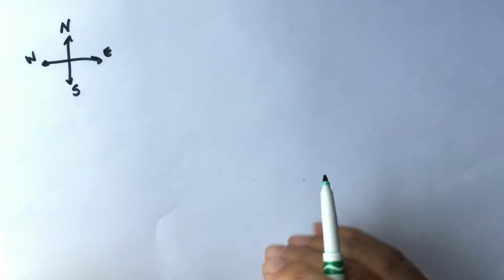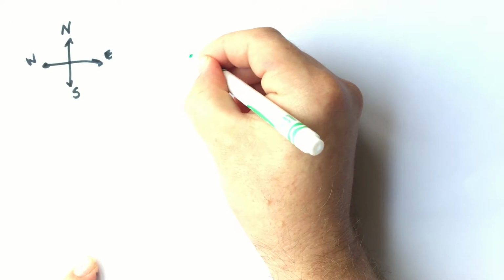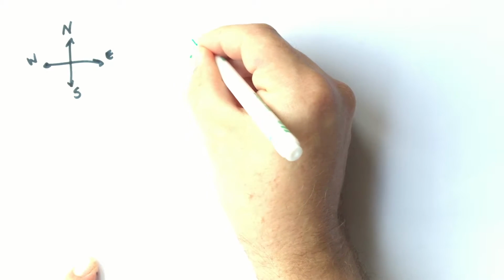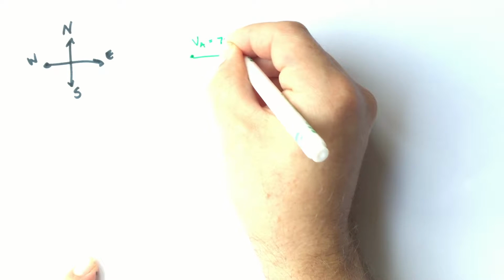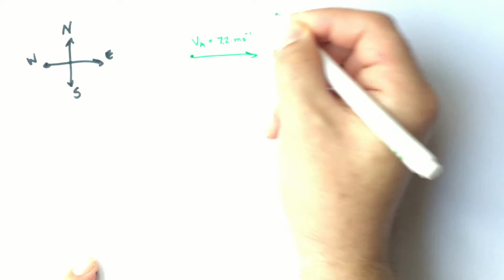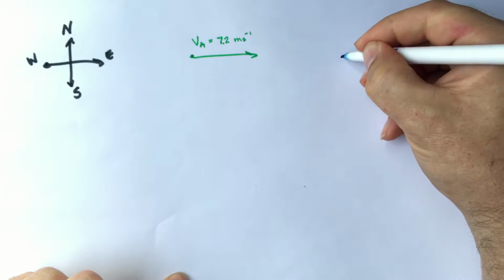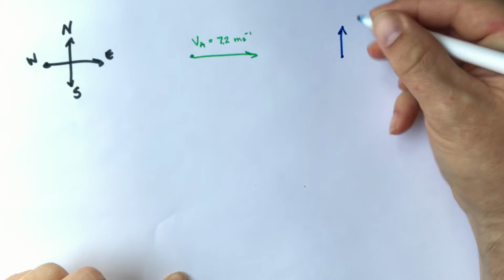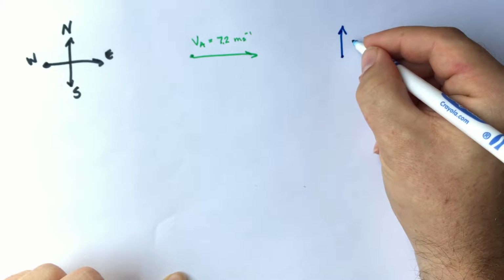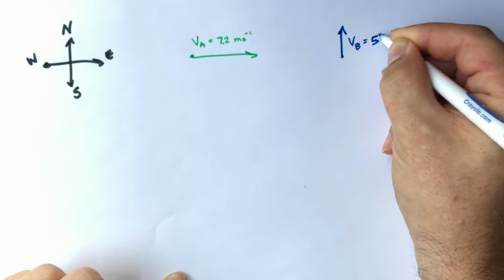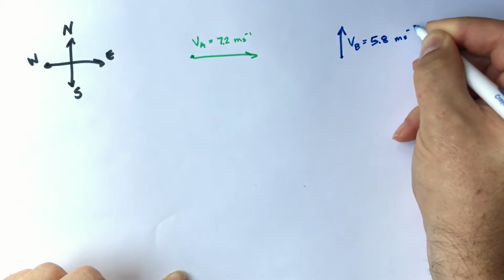So if boat A heads east at 7.2 meters per second, then I could draw boat A as going in this direction, 7.2. We'll call this the velocity of A. It's equal to 7.2 meters per second. Boat B heads north at 5.8 meters per second. So let's draw boat B. It's headed north, not as much magnitude here. So this is the velocity of B. It's equal to 5.8 meters per second.